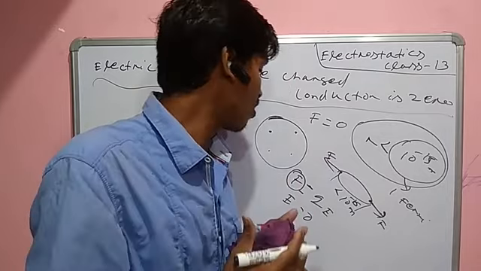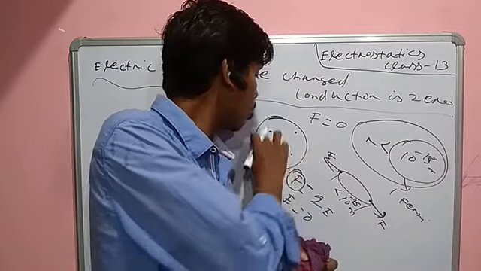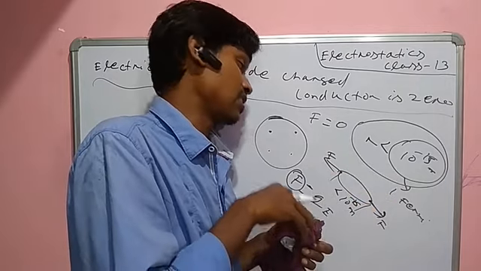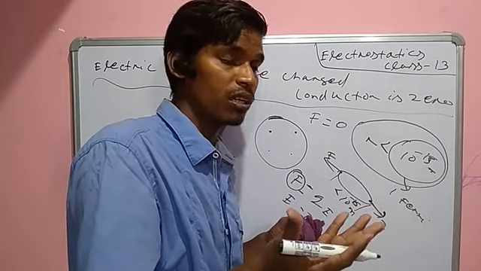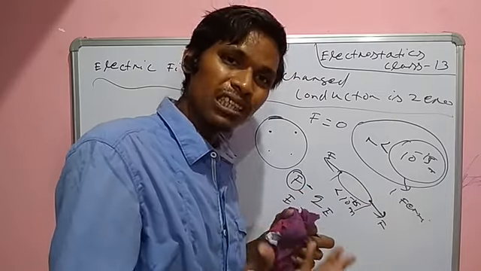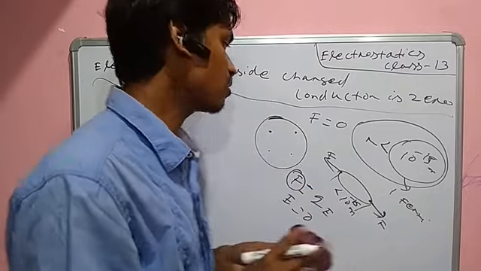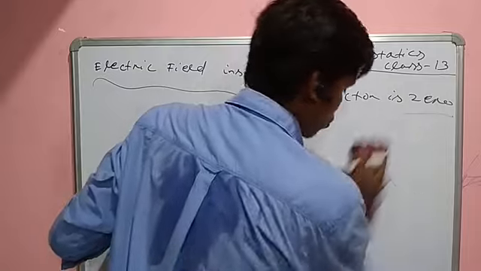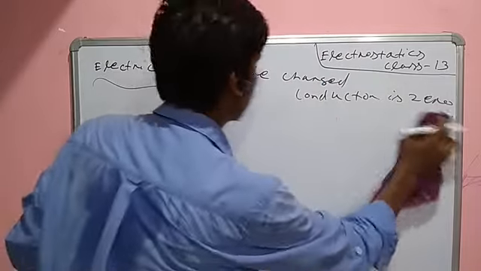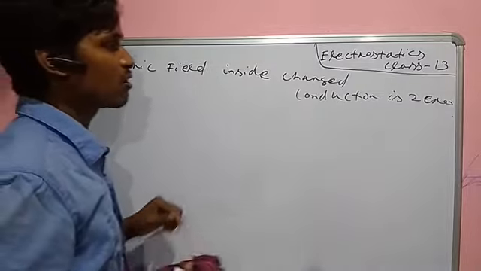Whenever a charged conductor has every charge particle at a very small distance, Coulomb force is not applicable inside the charged conductor. There is no Coulomb force. So what is the electric field inside? The electric field is 0. So it is another method. Yes or no? It is a very important concept.